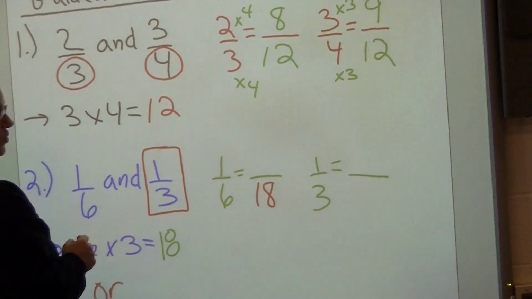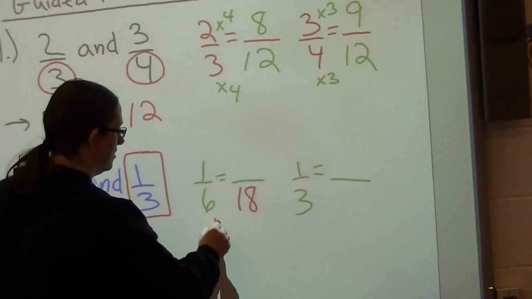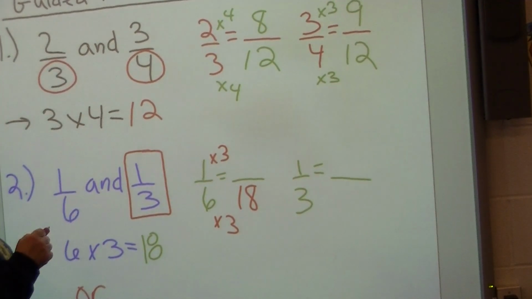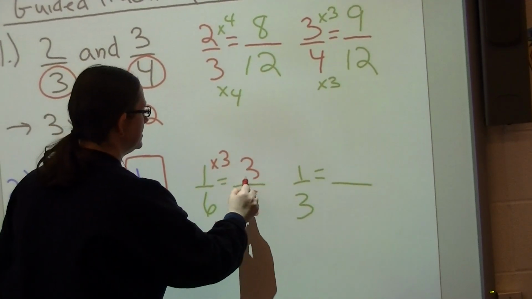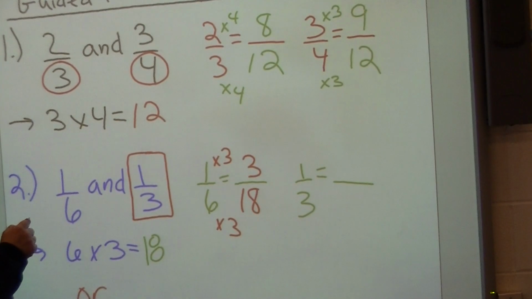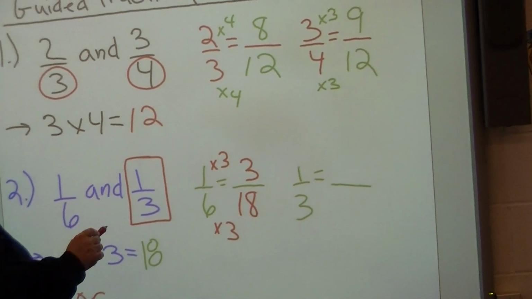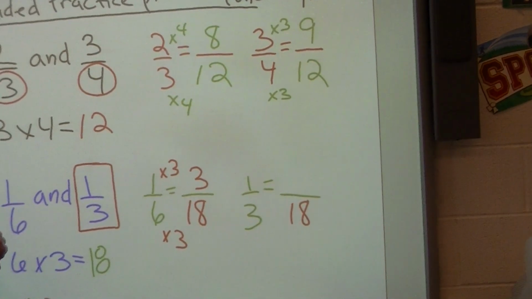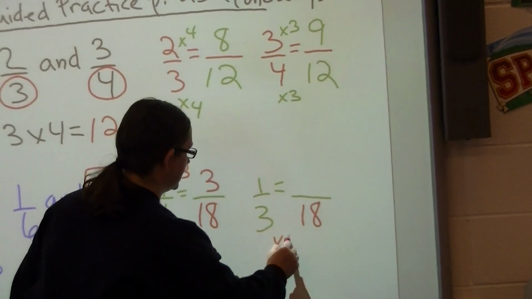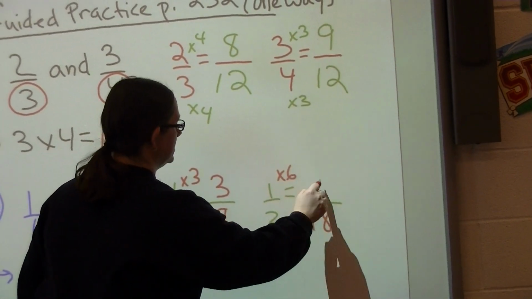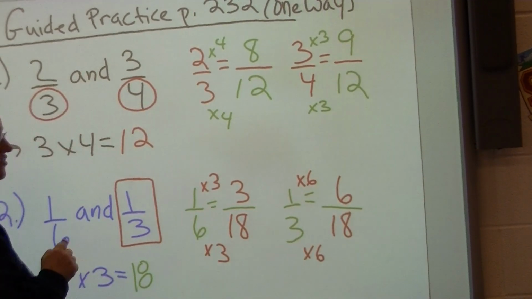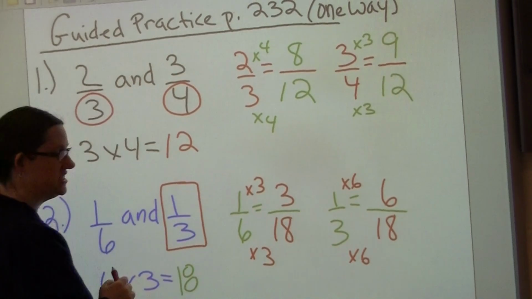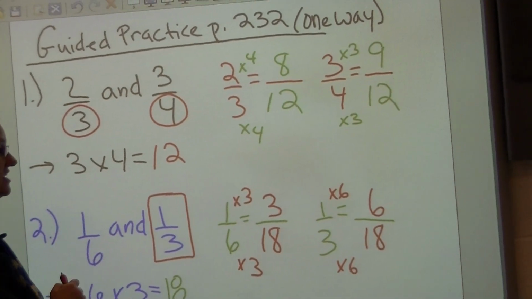So 6 times what gives me 18? 3. Perfect. And so I do the same to the top. What's 1 times 3? 3. Excellent. So our first fraction is 3/18. Now I need to take 1/3 and change it to 18ths. 3 times what gives me 18? 3 times 6. Times this by 6, and we have 6/18. So our new fractions now are 3/18 and 6/18 that have the same common denominator.